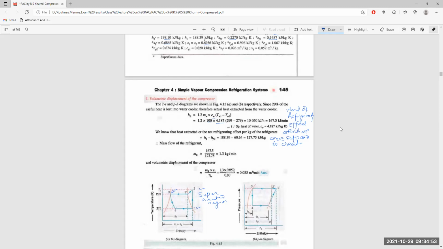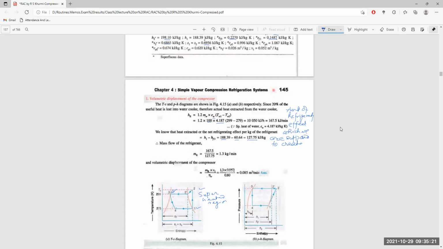This is more or less a constant enthalpy process. So HF3, which is the enthalpy of the fluid state at 0.3, will be equal to HF4. We have already calculated that, and the heat extracted we have read from the chart as 183.39, and HF3 is 60.54. The total refrigerating effect per kg of refrigerant is 127.75 kilojoule per kg itself.